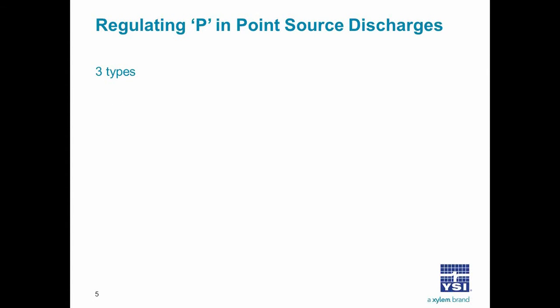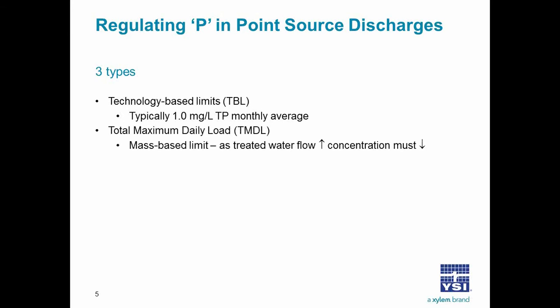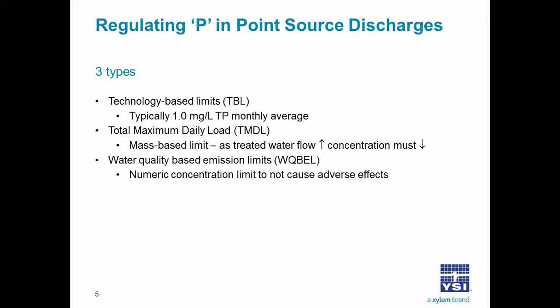As far as regulation of P and point source discharges goes, there are three types. There are technology-based limits, typically 1 milligram per liter total phosphorus at a monthly average. There are total maximum daily loads. These are mass-based limits. The unique thing about this is that as treated water flow increases, the concentration you achieve must decrease. And water quality-based effluent limits. These are numeric concentration limits applied statewide, typically to not cause adverse effects. And that is what we're going to talk about in a little more depth in the next two slides.